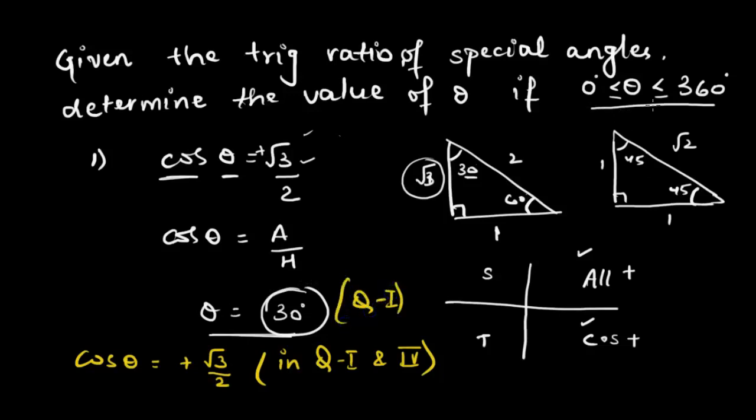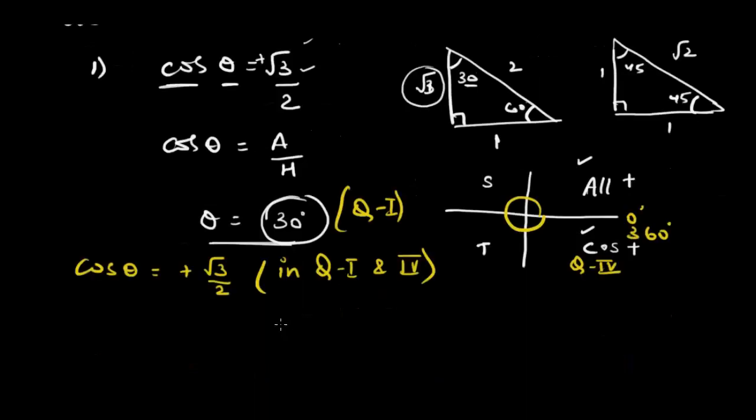Because they want all the answers that lie from 0 degrees to 360 degrees, we have to find out the second answer that would have the same positive root 3 over 2 ratio. And from the CAST rule, we find that the second answer would lie in quadrant 4. Always remember, the answer from the first quadrant, which is 30 degrees, would behave as a related acute angle for the rest of the quadrants. Therefore, for quadrant 4, the related acute angle is 30 degrees.